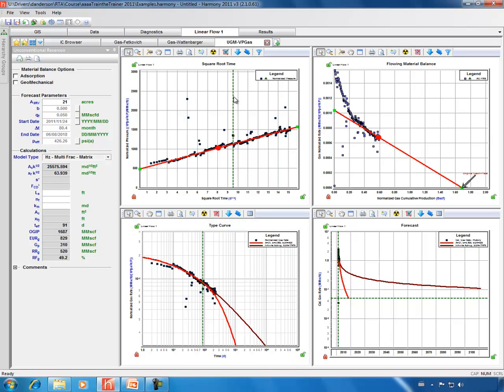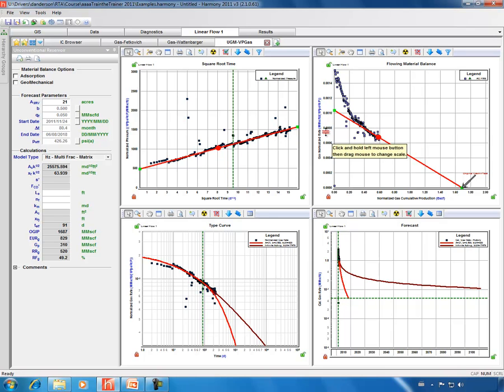So the position of this green line, which is determined from the extrapolation of our flowing material balance plot on the right-hand side, at the moment is too pessimistic, because it's indicating that boundary dominated flow is occurring earlier in time. In fact, we're still in transient flow all the way to the end of the data.